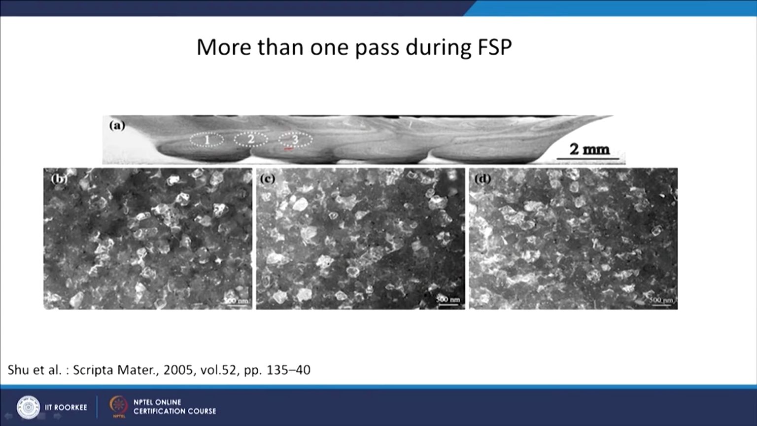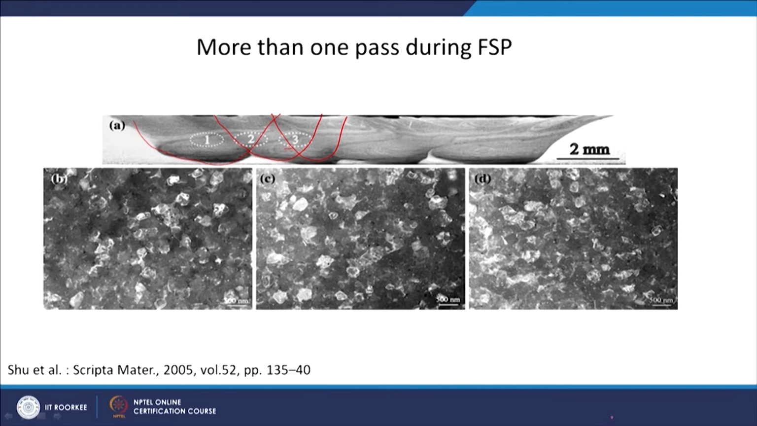But if I want to have a larger volume or larger area to be processed, what I can do is I can do multiple passes. The second pass is kind of an overlapping on the first pass. So, you can see this was supposed to be the first pass, and then there is a second pass overlapped on that, and then there is a third pass and so on. By doing these multiple passes I am able to do processing of a volume. So, I can easily extend the FSP as a bulk processing technique.